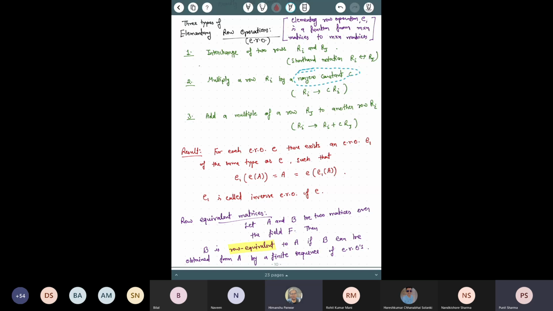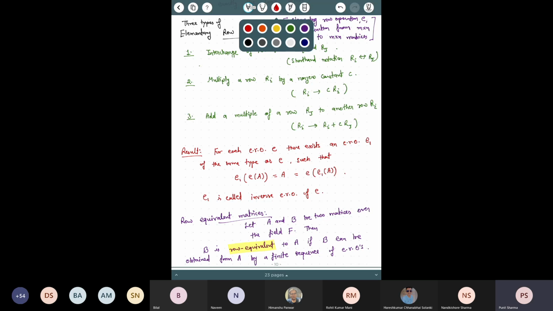Sir, then the first property has an inverse by just interchanging R1 goes to R2 or R2 goes to R1. So that means, so let me do it in this way. So you are saying that the first one, so let me write this.